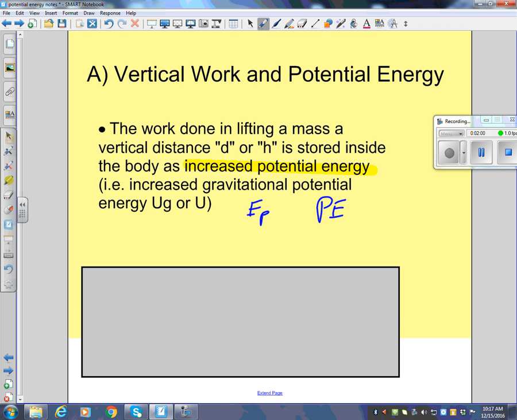But basically, as you lift something a certain distance, as you do work against gravity, that energy is stored as potential energy. Well, that work done is converted to potential energy.